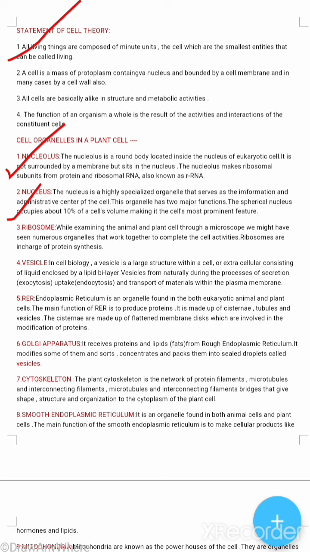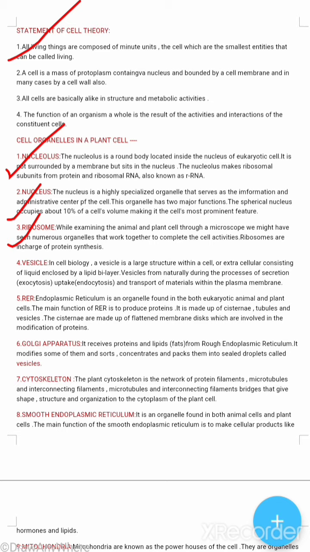Number 3. Ribosome. While examining the animal and plant cell through a microscope, we might have seen numerous organelles that work together to complete the cell activities. Ribosomes are in charge of protein synthesis. So it is a very important organelle of a plant cell.